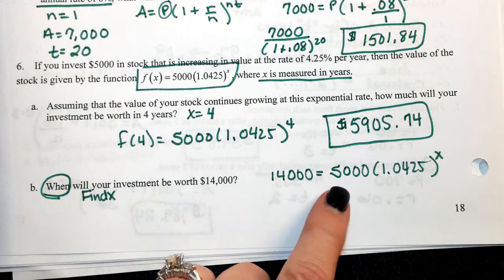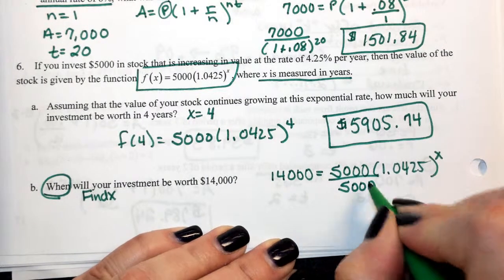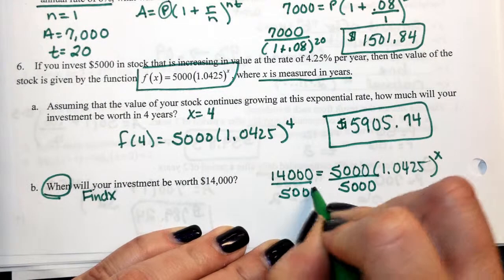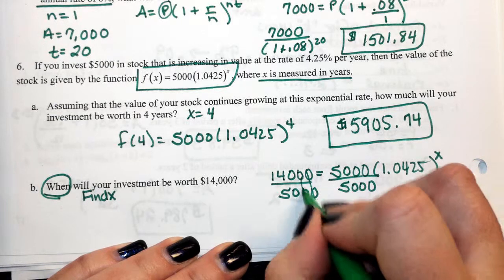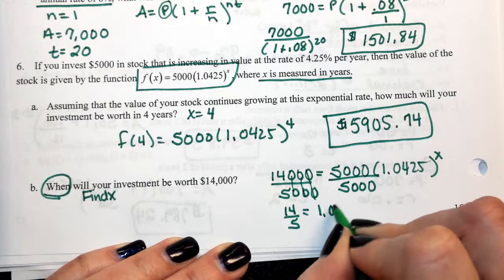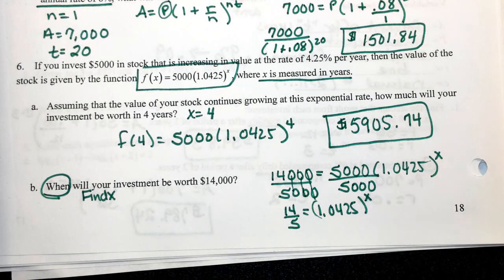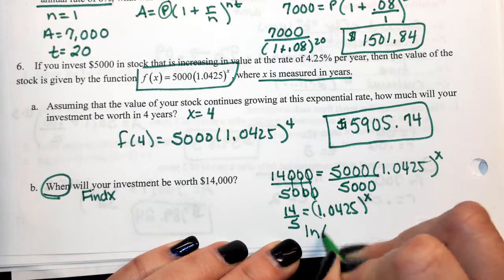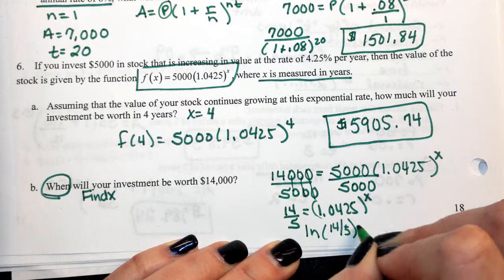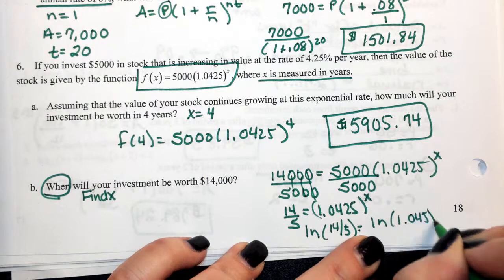Before I do natural log, what can I do with that 5,000? Divide. So that's going to be 14 over 5 is equal to 1.0425 raised to the X. Now that I've got that base by itself, what am I going to do to both sides of the equation? I'm going to take the what? Natural log. So I'll have the natural log of 14/5 is equal to the natural log of 1.0425 raised to the X.